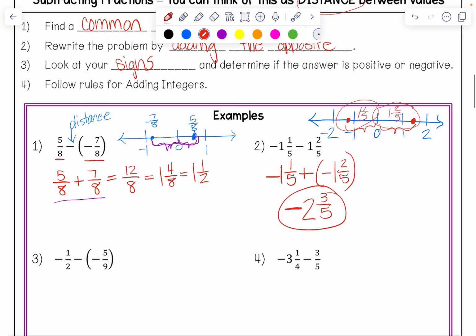Number 3, -1/2 minus -5/9. First thing we're going to do is find that common denominator, which would be 18. So 2 times 9 gives me 18. So I get -9/18 minus -10/18. So we're multiplying by 2 here.